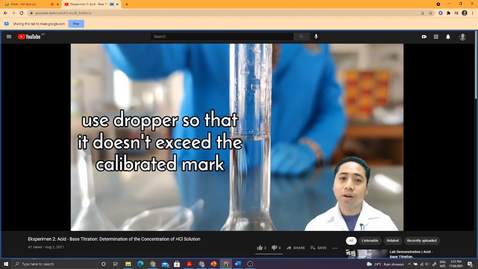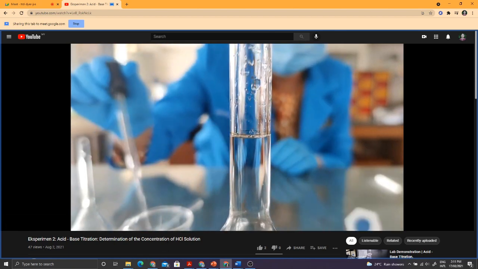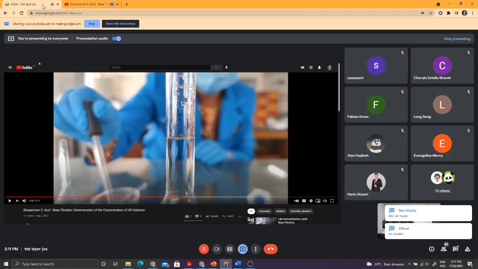Make sure it does not exceed the calibrated mark. So kalau you guys tengok ni, nanti untuk lab test korang pun make sure you guys do this very carefully lah. Nanti you guys akan pipette slowly.